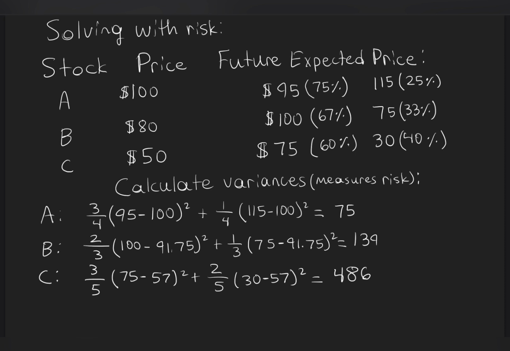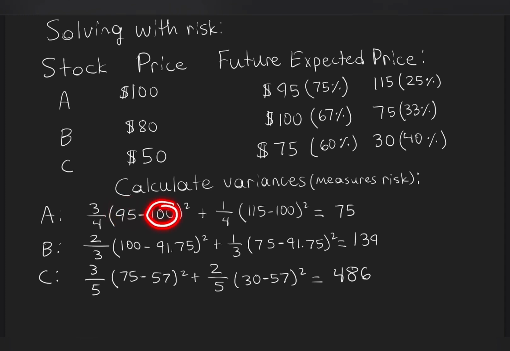Now the variance formula is kind of complicated, and I'm not going to get into it because it is statistical. I'm not teaching you guys statistics. I'm teaching you operations research, and that's my favorite, so I'm just going to stay away from statistics and probability. Okay, so let's look at it. I'll maybe explain a little bit. So right here for stock A, 3/4 is just 75%. And we have our future expected price, which is $95.